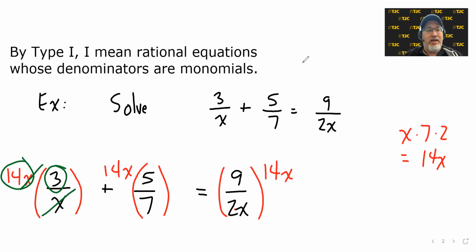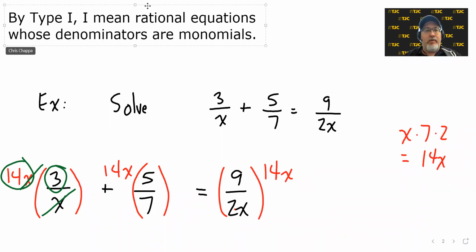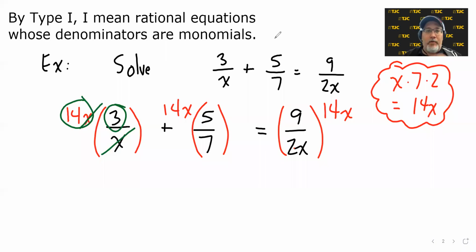14 times 3 is 42, but I realize I do not have enough room for everything. So give me 1 second to pause and relocate things. There we go. And I put a thought cloud over where I calculated the 14x. But we were in the midst of multiplying, canceling, and gathering what's left. On the first fraction, we multiplied by 14x, canceled the x's. That leaves 14 times 3. 14 times 3 is 42.